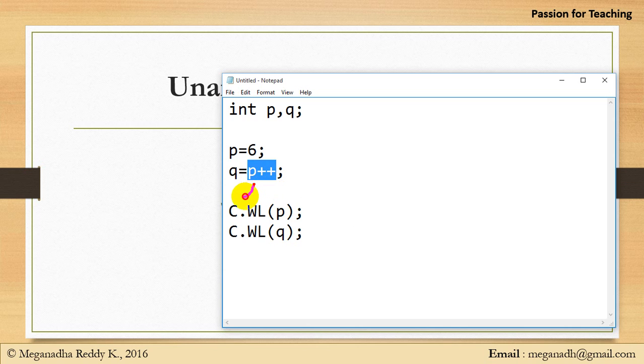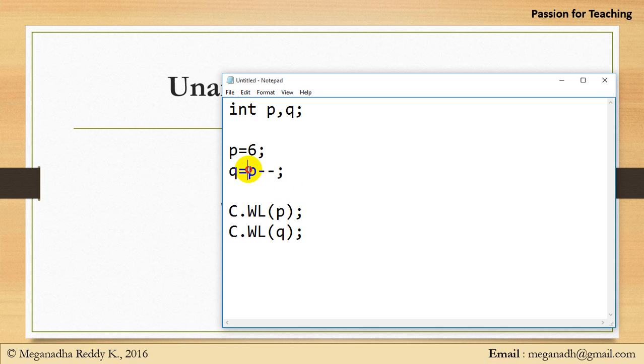So first the value of P will be assigned to Q, so Q value will be 6. And then P value will get incremented, so P value will be 7. Now let's see p--. This is called post decrement. So first the value of P will be assigned to Q and then P value will get reduced. So here Q value will be 6, P value will be 5.